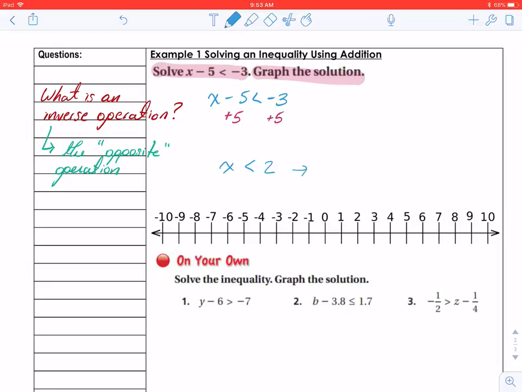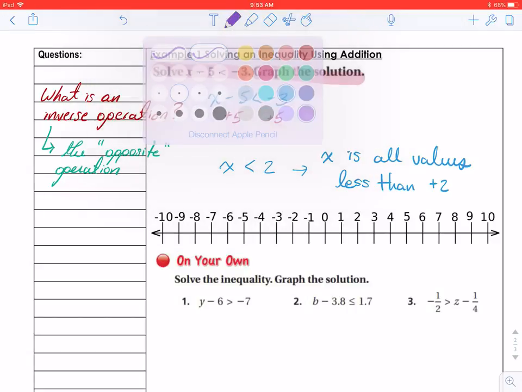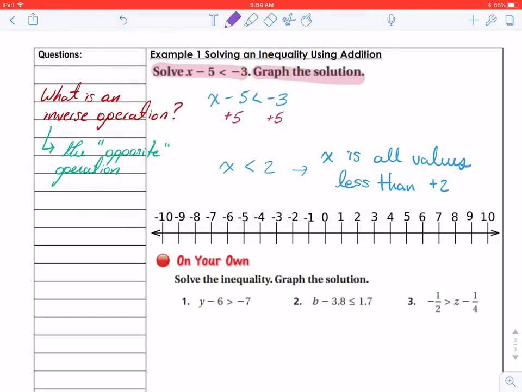And I should really say this as x is all values less than positive 2. So this translates to x is all values less than positive 2. And so now it wants me to graph this information. So I'm going to go ahead and graph this information. Let's use purple because purple is a nice color.